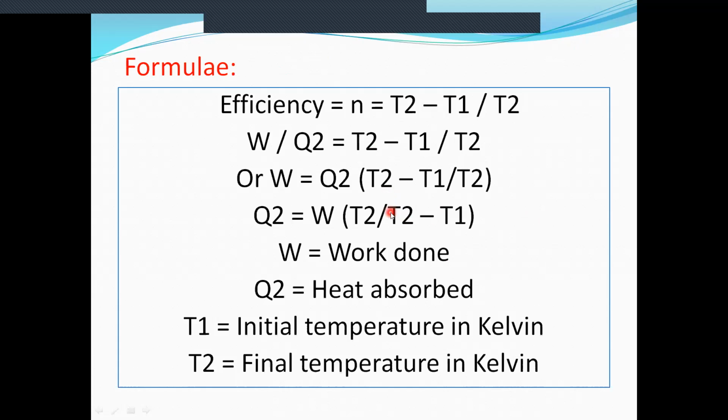So you solve more from the book. If you have any difficulty, write in the chat box. Okay, we will stop here.